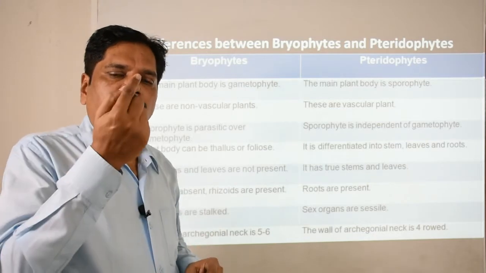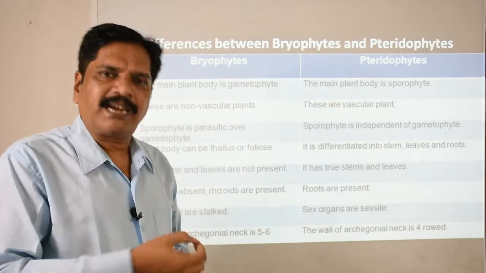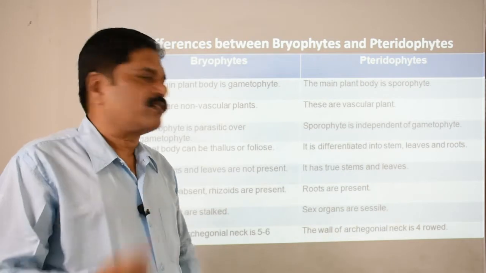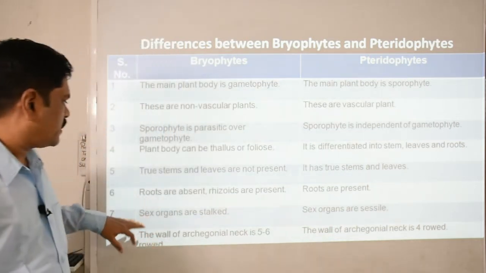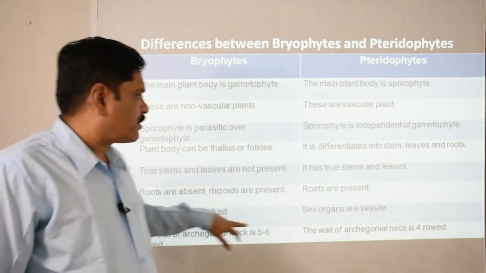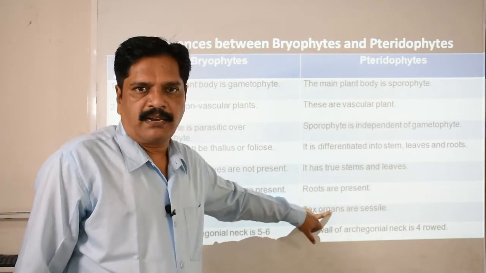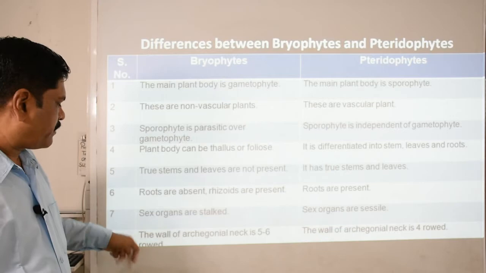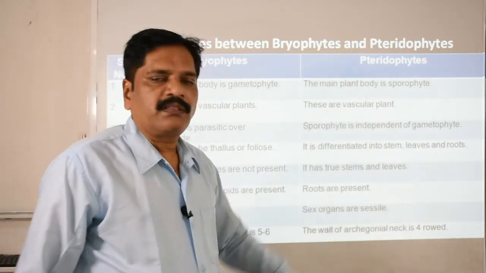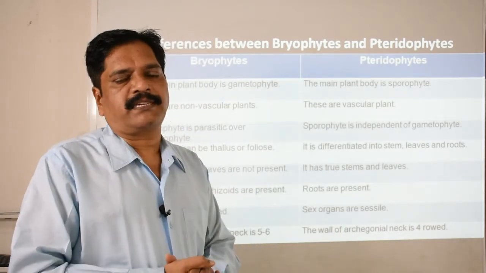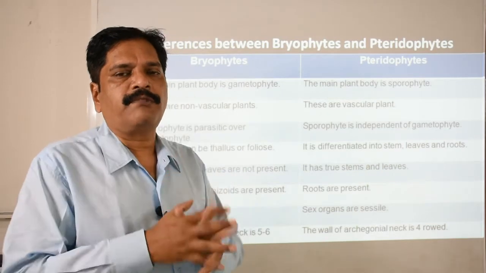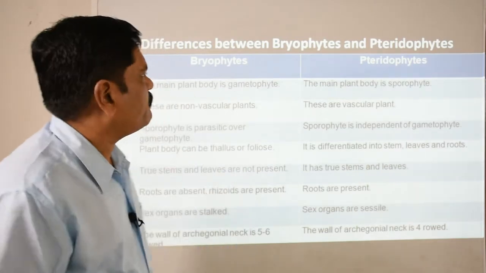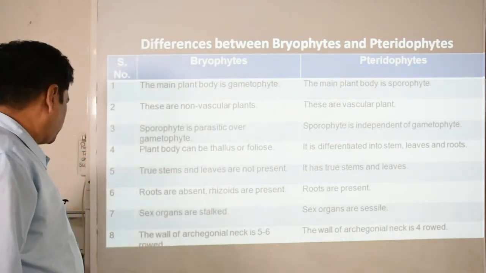They are unicellular thread-like structures which are responsible for the absorption of water. Clear? In bryophytes the sex organs are stalked in nature, and here they are sessile. And here the wall of the archegonial neck has 5 to 6 rows, while in the other it has only 4 neck cells in the female reproductive organ. Clear? This is the basic difference between the bryophytes and pteridophytes.